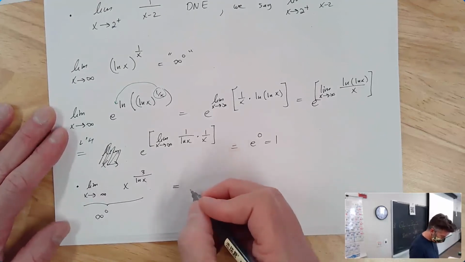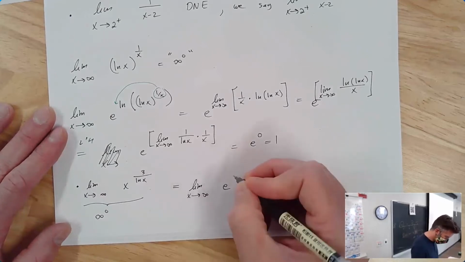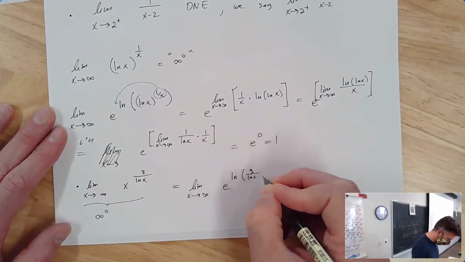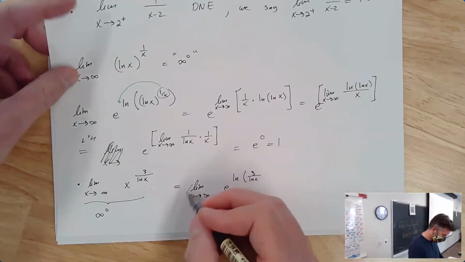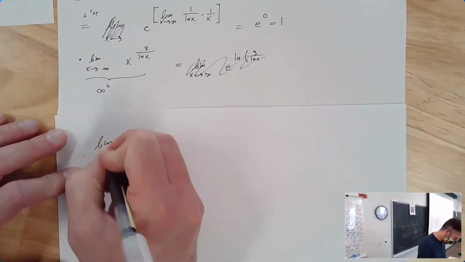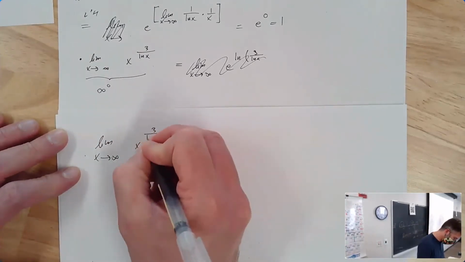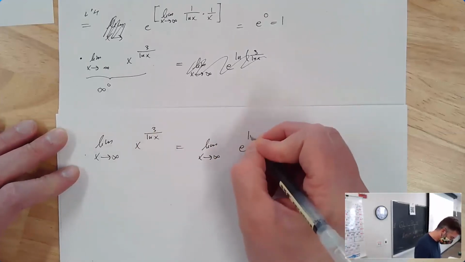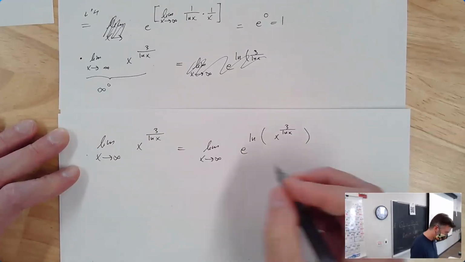So rewriting, I'm going to rewrite this as the limit as x goes to infinity of e to the natural log of 3 over the natural log of x. Sorry, I didn't give myself enough room here. That's not what I wanted to write. Let's go to the next page. Let me rewrite it again. Apologies. The limit as x goes to infinity of x to the 3 over natural log of x is going to be the limit as x goes to infinity of e to the natural log of the whole thing, which is x to the 3 over natural log of x. That's better.